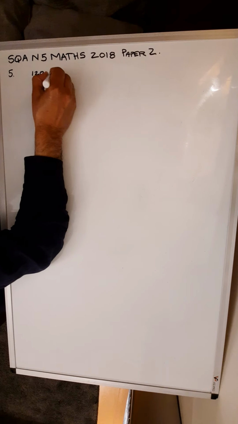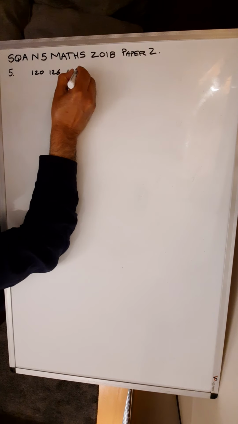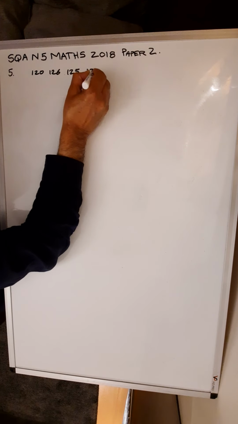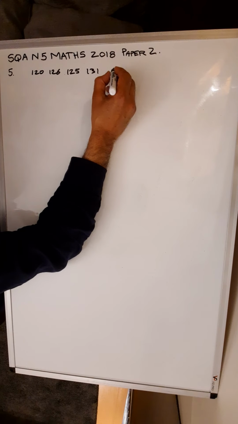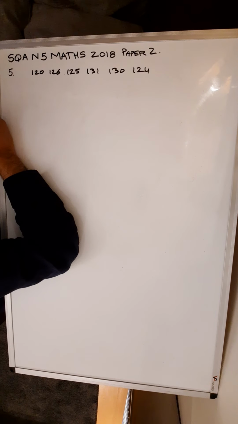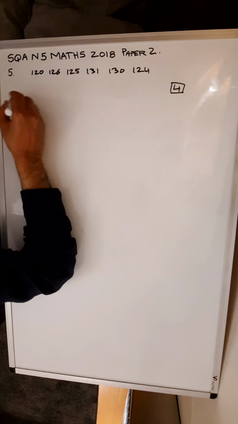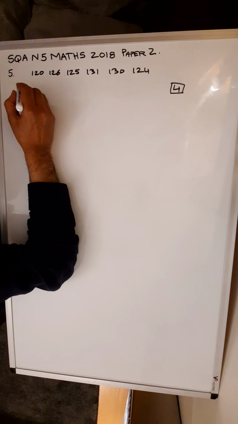120, 126, 125, 131, 130, and 124. Calculate the mean and standard deviation of the number of customers. This is for 4 marks. So you should take about 6 minutes for this question.